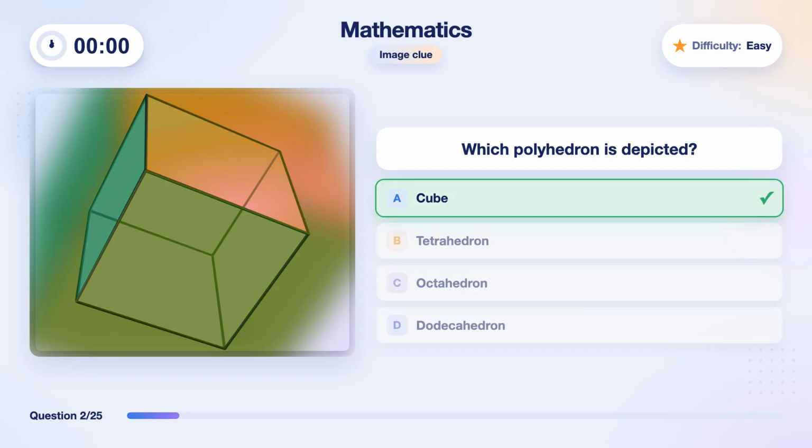None other than cube. The image shows a solid with 6 square faces, 12 edges of equal length, and 8 vertices where 3 squares meet. The regular hexahedron, more commonly called a cube. It is one of the 5 Platonic solids.